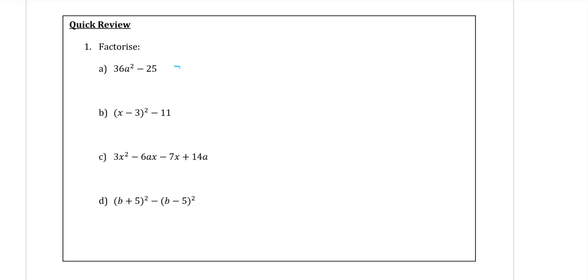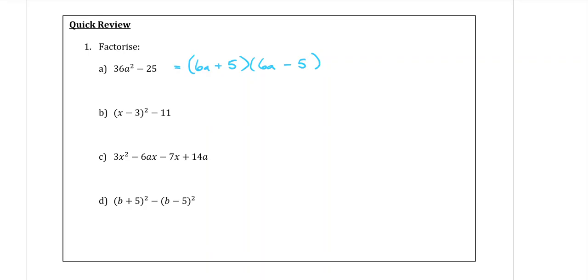I can square root 36a squared to get 6a, which will go at the start of both of my brackets. And then I square root 25, which gives me 5. In between, one symbol will be a plus and the other will be a minus.